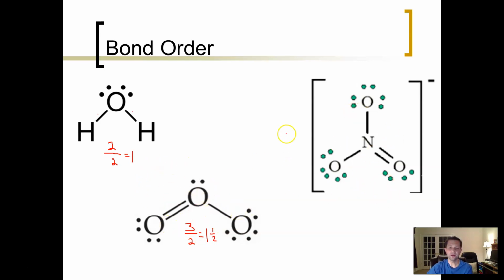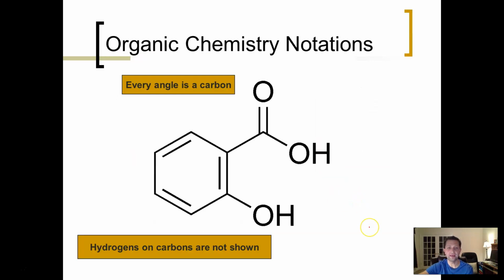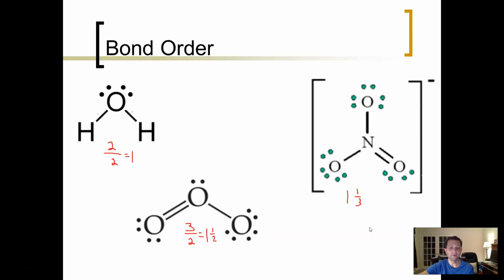Over here, for the nitrate ion, I already did it. Number of bonds is 4. Domains that are bonded, it's 3, so you get 1 1/3. So that's our bond characteristic for that. That's it for bond order.